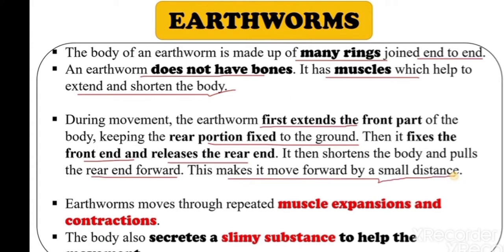It first extends the front part of the body, keeping its rear portion fixed. Then it fixes the front end and releases the rear end. This is how the earthworm moves through repeated muscle expansion and contraction. Also, the body secretes a slimy substance to help the movement. Let's see how an earthworm moves.